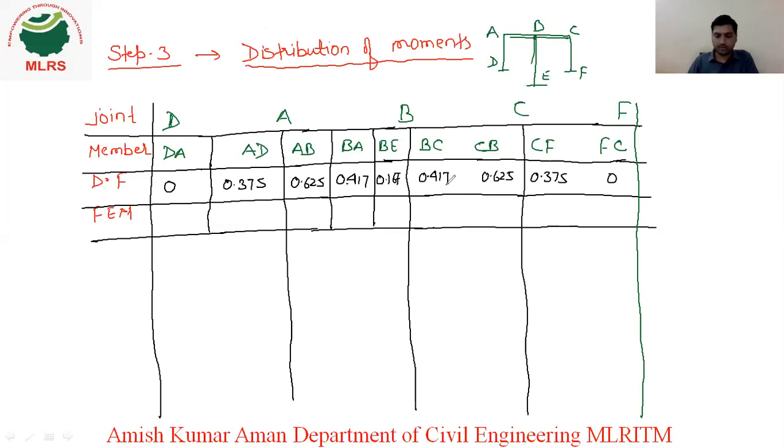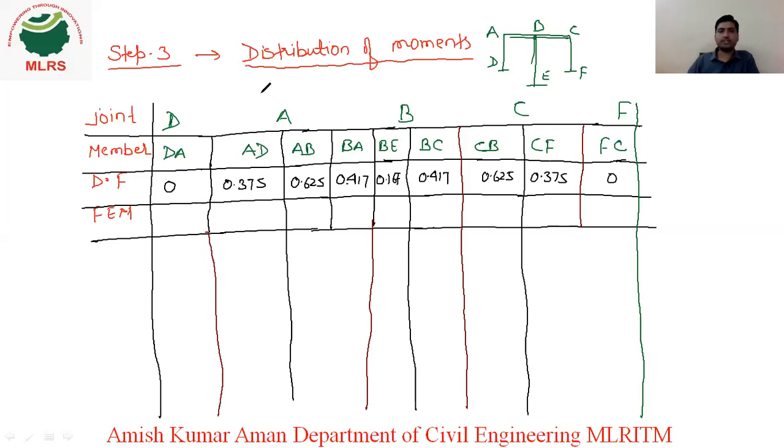Okay, now see, CF, this is for B only, so take a line here also. Okay, now we will write fixed end moments.